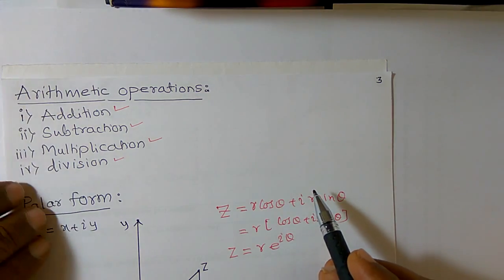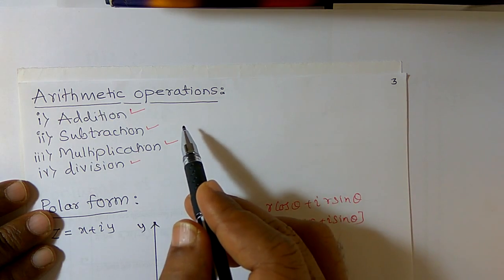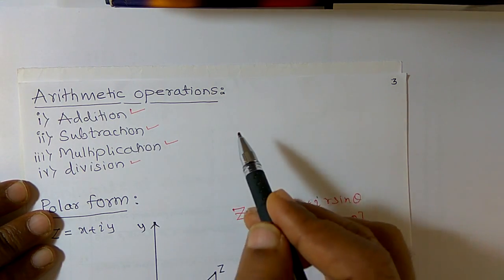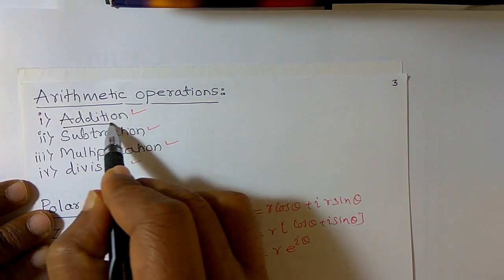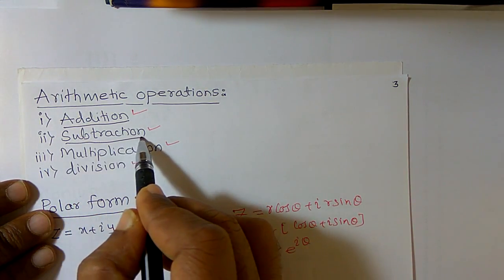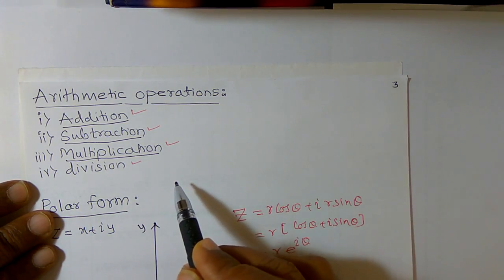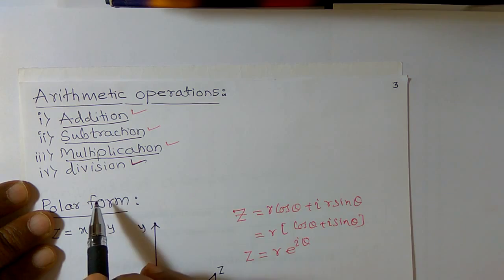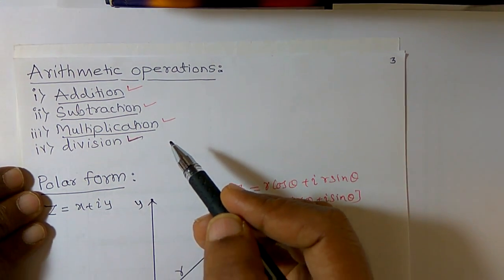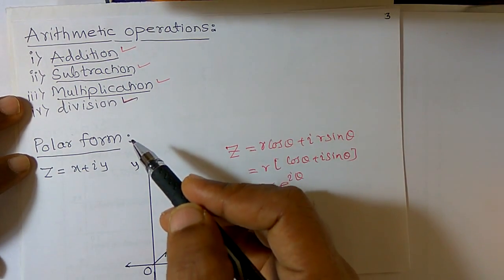Is it clear? Friends, we are already familiar with arithmetic operations on complex numbers. Suppose you have two complex numbers and you add them, you will get a complex number only. Is it clear? If you subtract any two complex numbers, you will get a complex number. If you multiply any two complex numbers, you will get a complex number. If you divide any two complex numbers, you will get a complex number only. Right? So now I am going to define the polar form of a complex number.